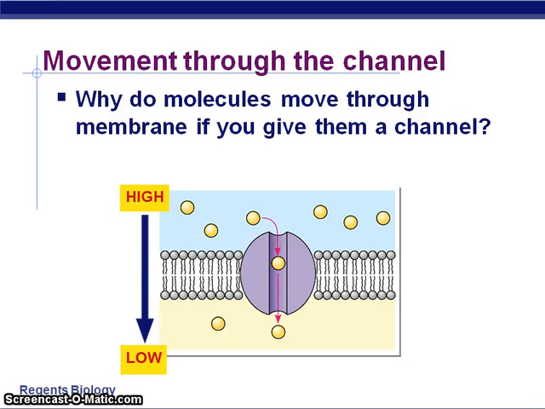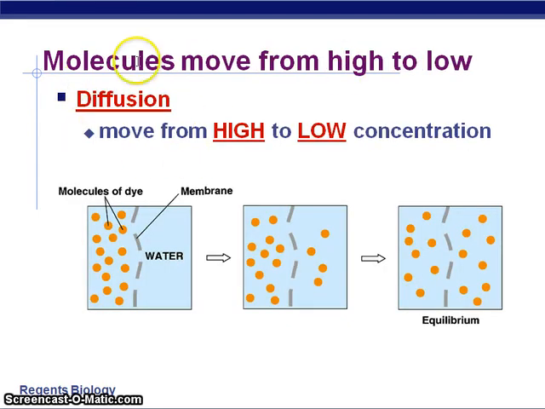Okay. Molecules aren't just going to move by themselves through these membranes. It has to be part of a concentration gradient. So you're going to see these everywhere from now on, high to low. So what that means is that if there's a high concentration of molecules on one side and a low concentration on the other, well, the ones on the high are going to go into where there's a low so that you get an equal amount of both on each side. And that is called diffusion. So that is the movement of molecules from a high concentration to a low concentration.